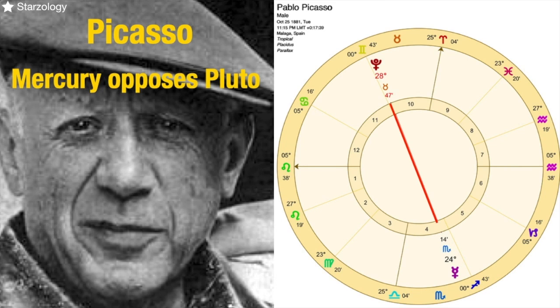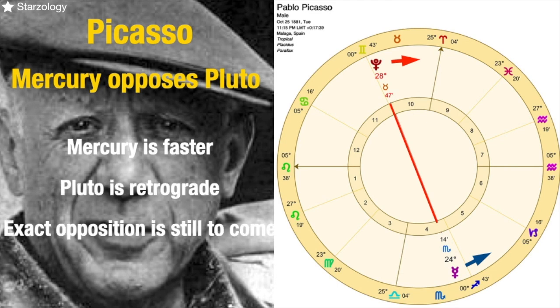Let's do another one. Mercury opposes Pluto. The arrows are pointing in the direction the planets are moving. So again, Mercury is going to go 25, 26, 27. Pluto will go 27, 26, 25, 24. And therefore, we know the movement. So Mercury is faster. Pluto is retrograde. So the exact opposition is still to come, and Mercury is applying to Pluto.